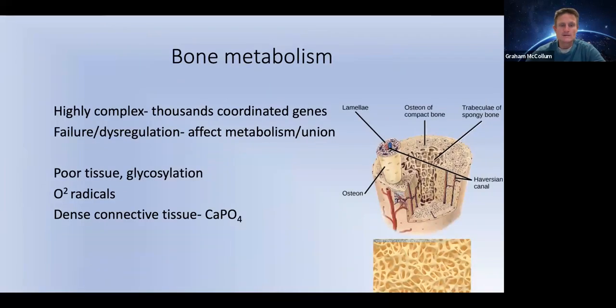Bone metabolism is highly complex with thousands of coordinated genes, and this process seems to cause a dysregulation in this, be it because of poor tissue perfusion, which it isn't, or glycosylation, release of free radicals. There are a lot of theories. No one really knows exactly why it goes so haywire.